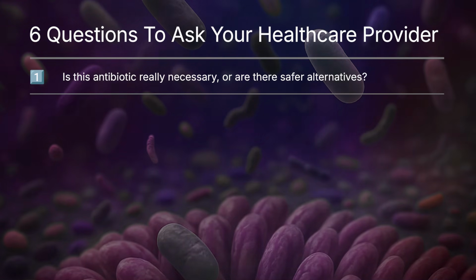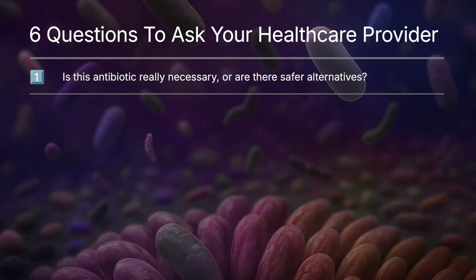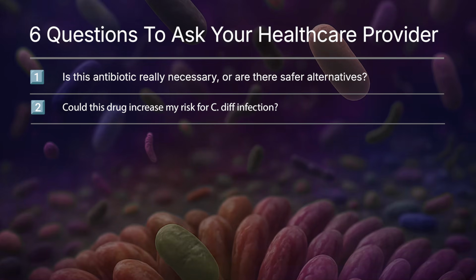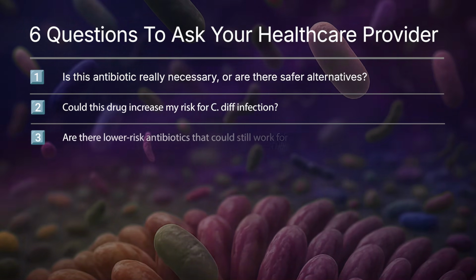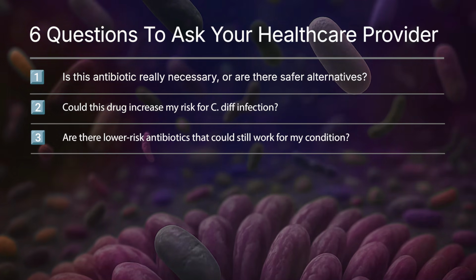So here are 6 questions you can ask your healthcare provider, whether that's your doctor, your surgeon, or your dentist, before they fill out your next prescription. Is this antibiotic really necessary, or are there safer alternatives? Could this drug increase my risk for a C. difficile infection? Are there lower risk antibiotics that could still work for my condition?